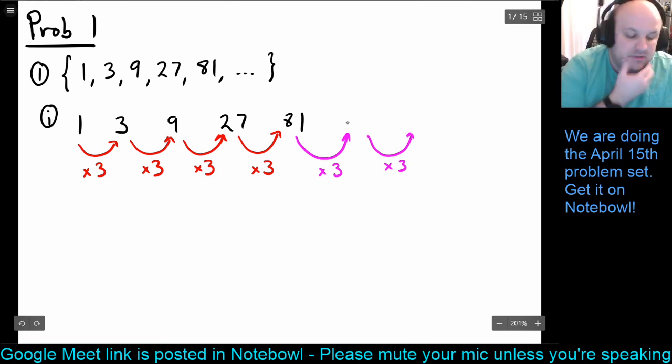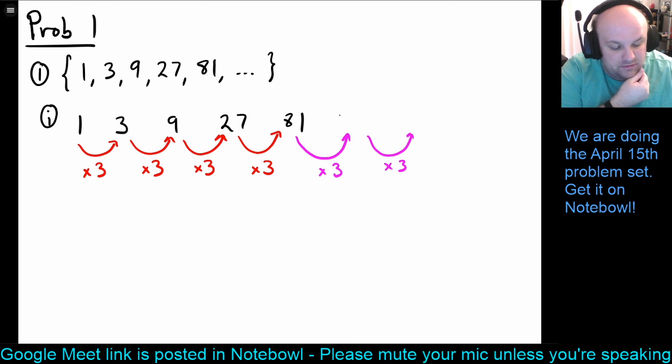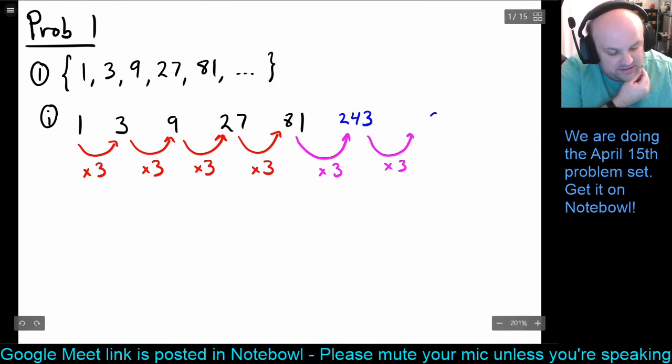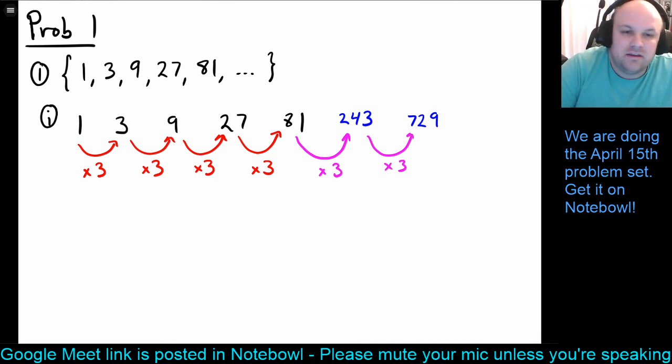So 81 times 3 is 243, I think. And then that times 3, it's something that ends in a 9, 729. That seems believable. I think that's right. So those are the next 2 terms in the sequence. This would be A6 and A7 if we were to call the terms of the sequence A1, A2, A3. Everything looks good so far. Any questions?